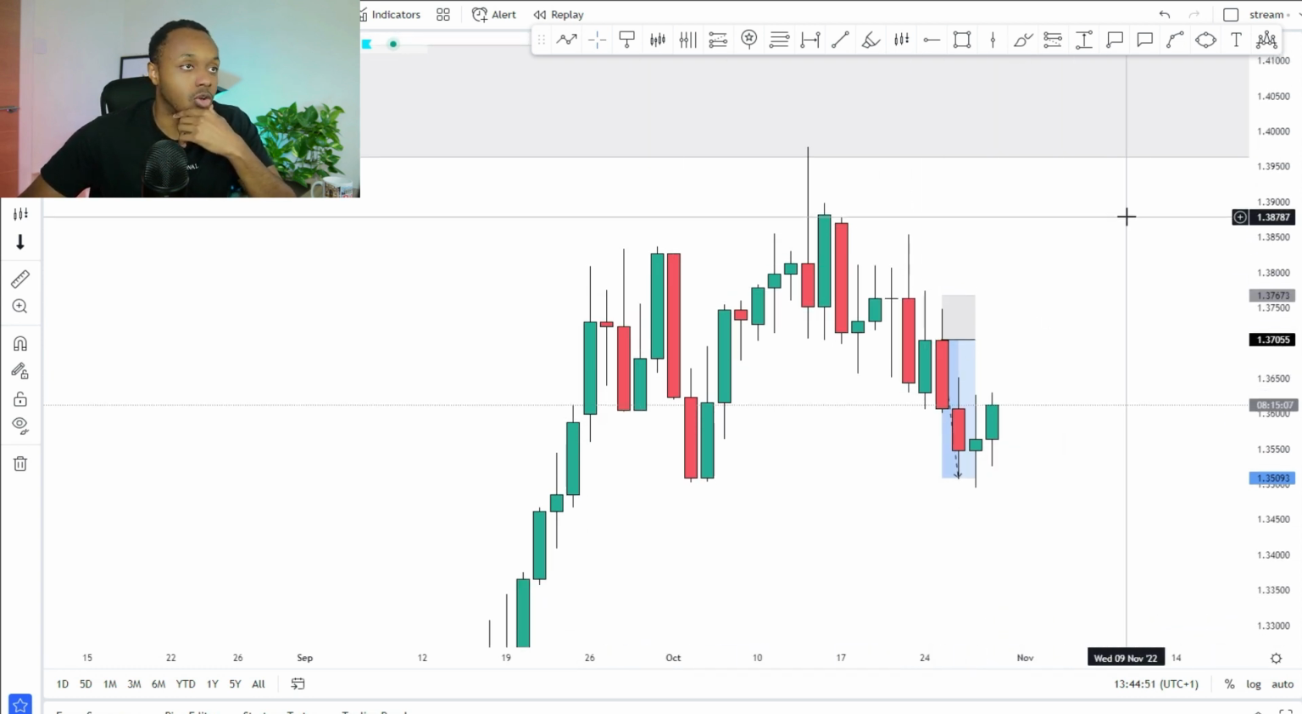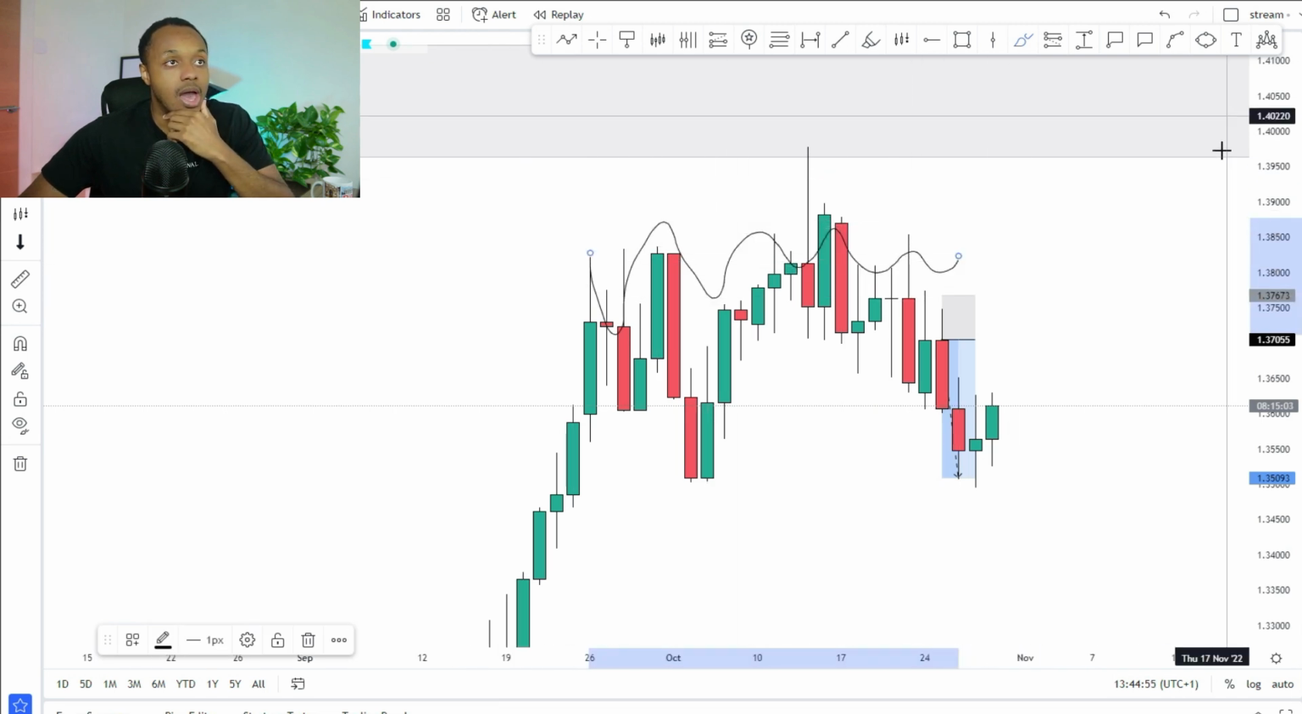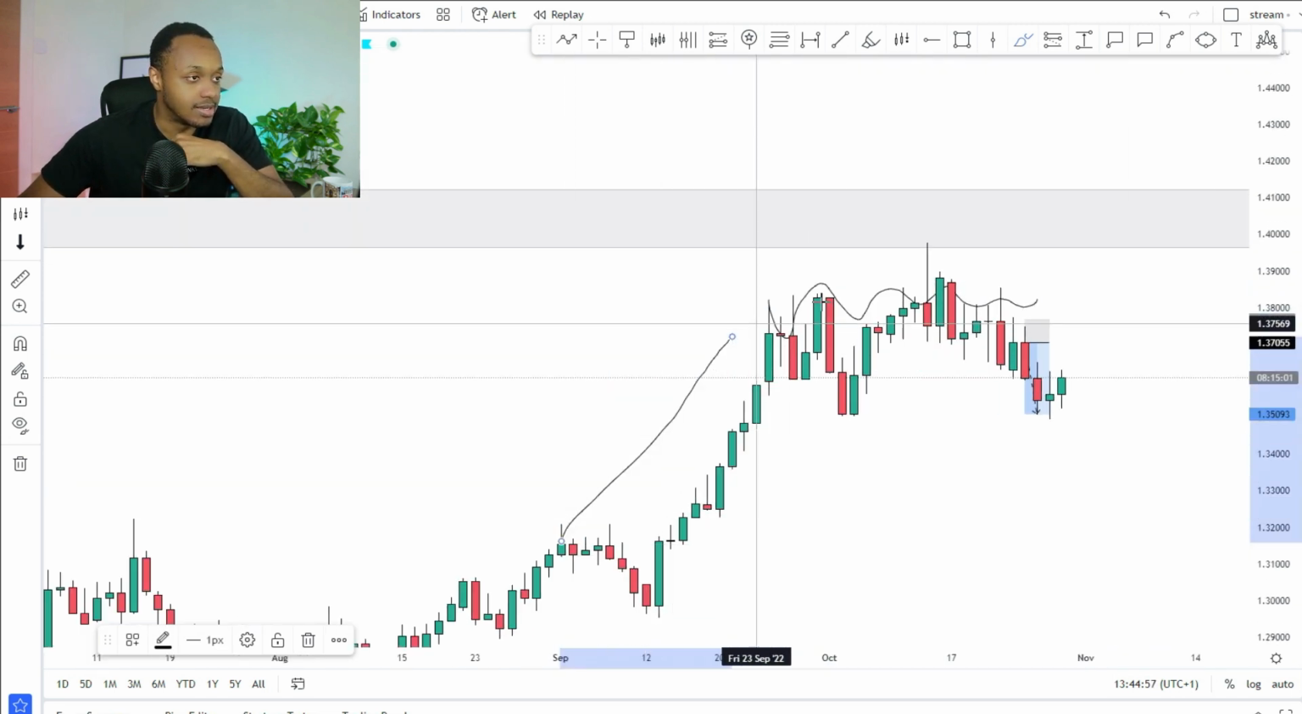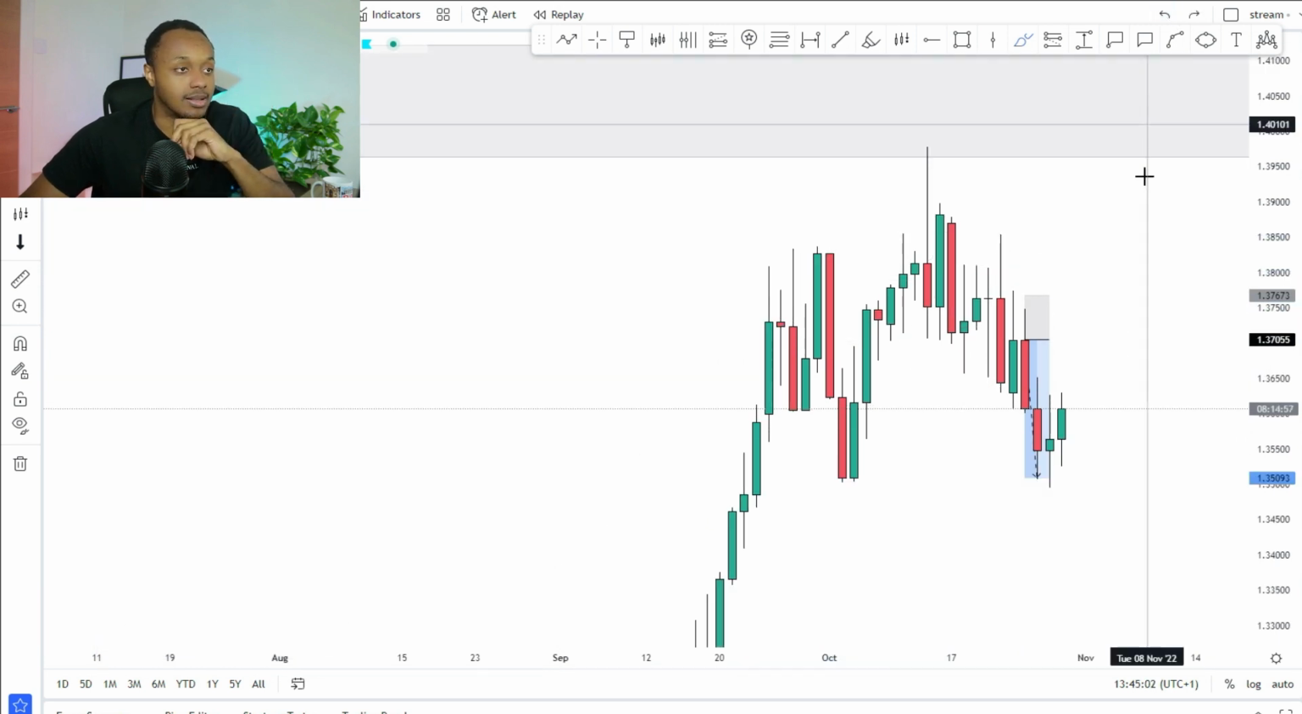You can see on the daily, not too much on the daily, just a lot of wick and a lot of rejections around here. So we can see that obviously this bullish trend here is starting to stall, and we could be looking at taking a bit of a breather to the downside.